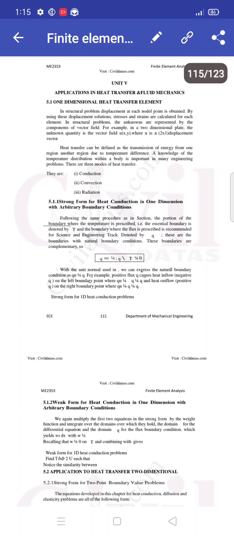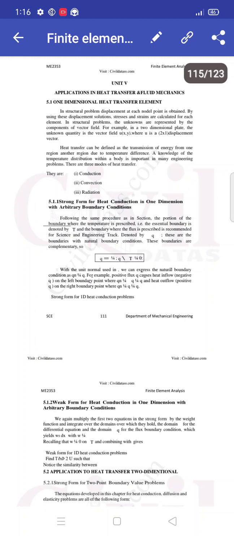In structural problems, the unknowns are represented by components of the vector field. For example, in a two-dimensional plane, the unknown quantity is the vector field u of x comma y, where u is a 2 by 1 displacement vector.